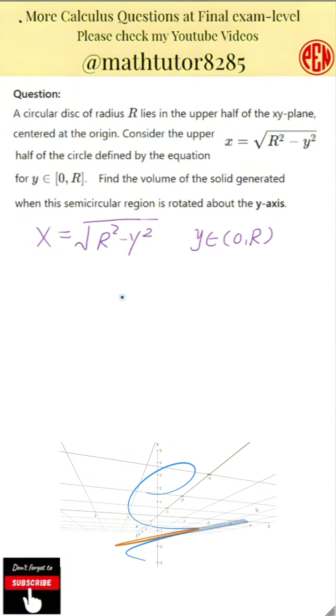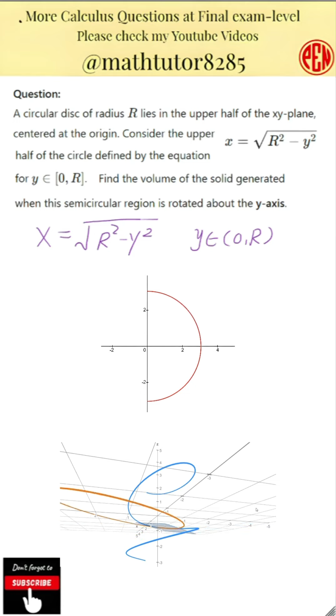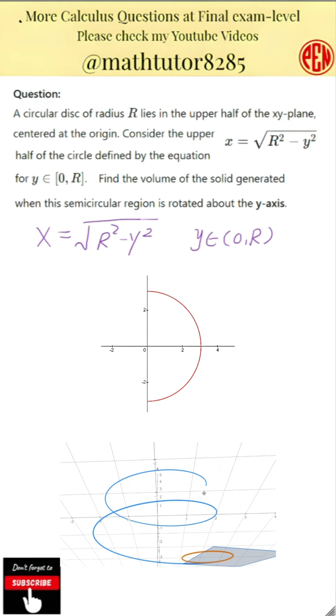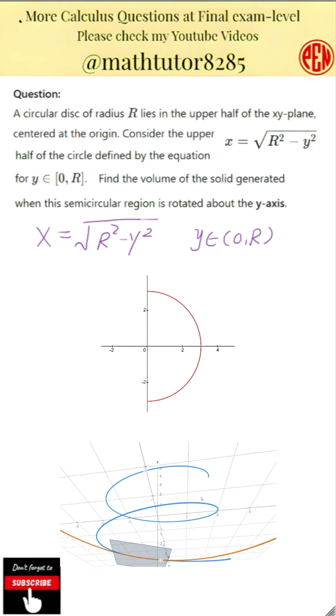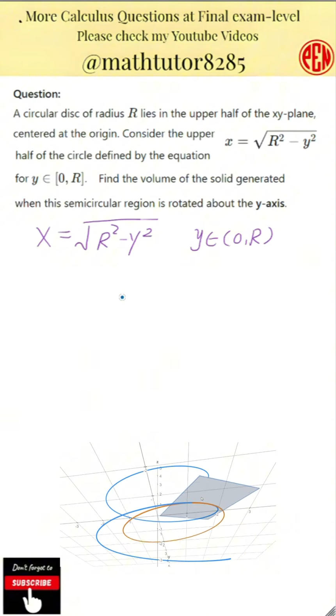Next step is to visualize the rotation. When this region is rotated around the y-axis, each horizontal slice at a height y traces out a circular disk. Since the region starts from x equals 0 and extends to the curve, the radius of the disk at height y is the square root of capital R squared minus y squared. That means we are dealing with a solid disk. No hole in the middle.